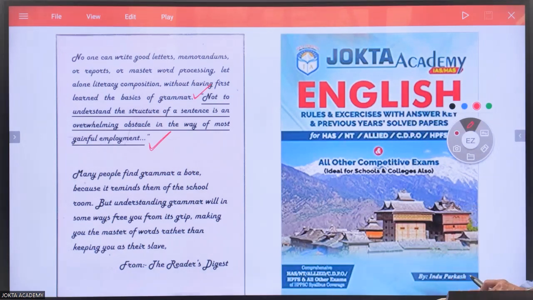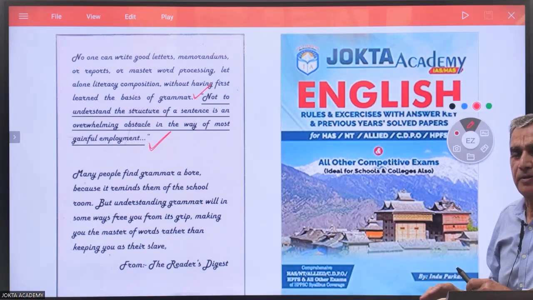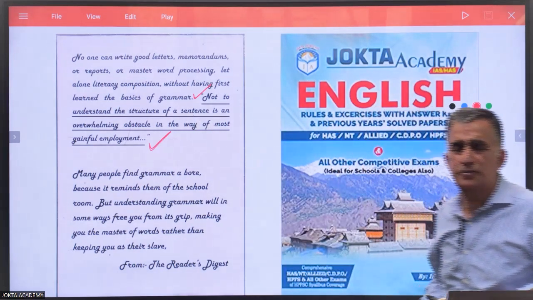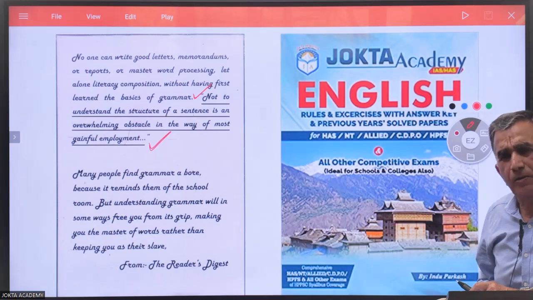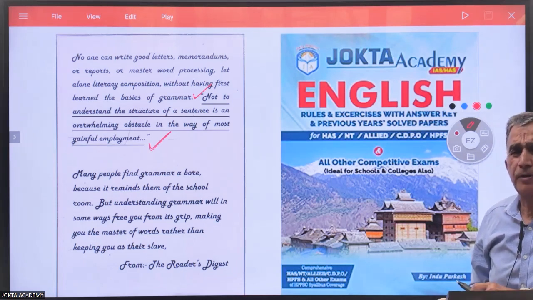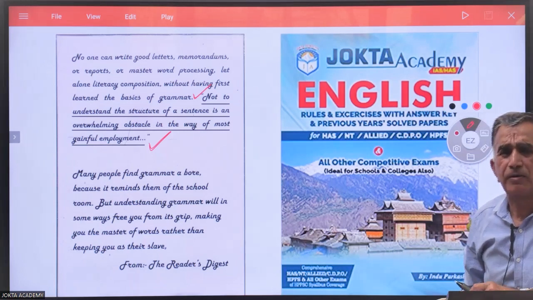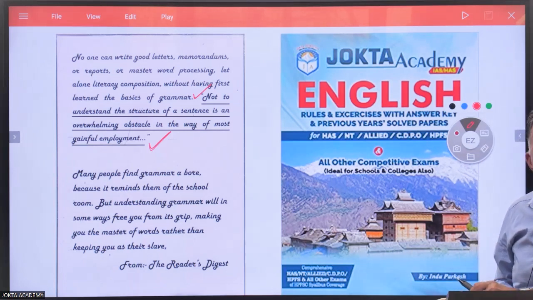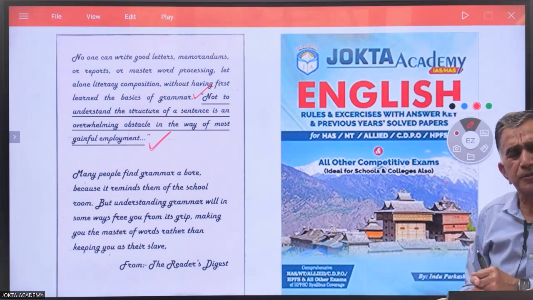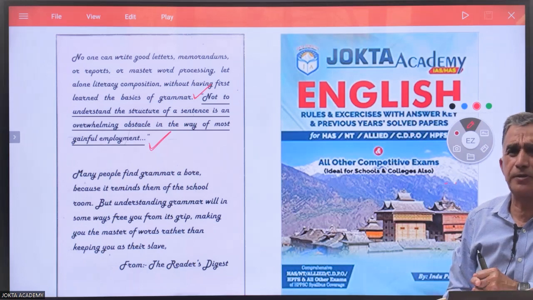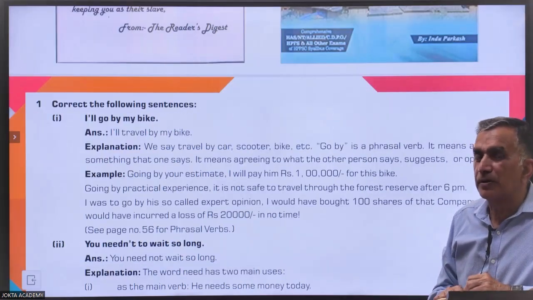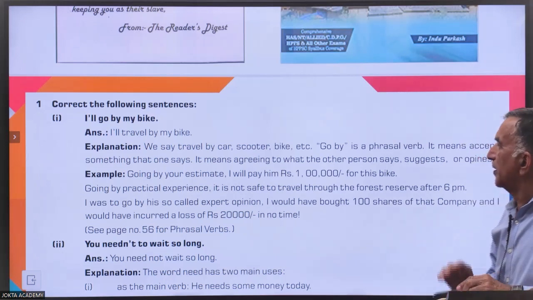This question paper highlights that without knowing the structure of a sentence, you will not be able to qualify this exam. Therefore, Jokta Academy imposed trust in me for writing this book with utmost emphasis on structure of sentence. Now see the importance of knowing structure of a sentence.